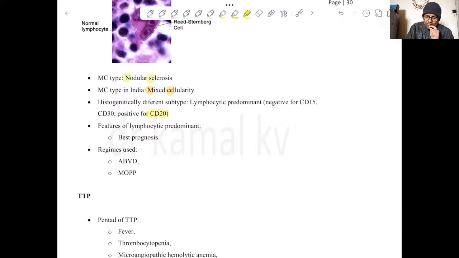But lymphocyte predominant carries the best prognosis, because prognosis in Hodgkin's lymphoma depends on the number of lymphocytes.